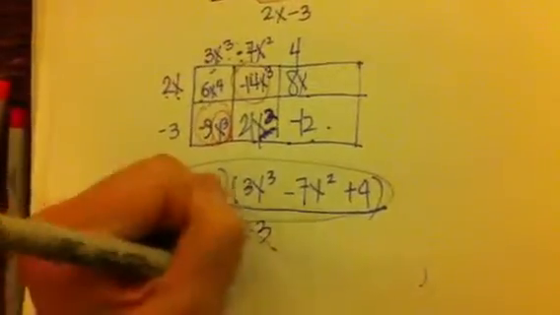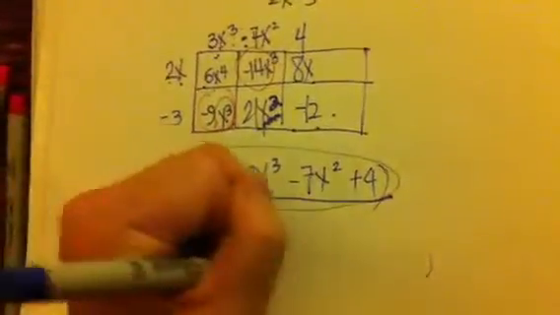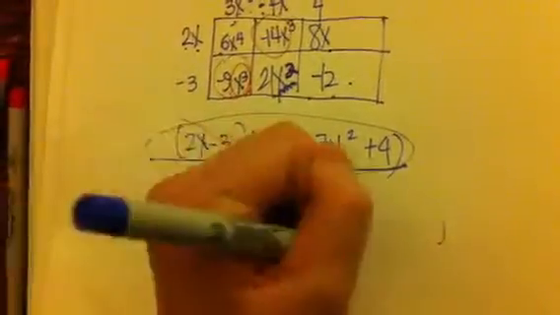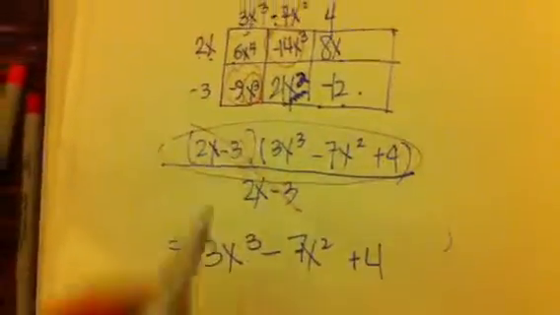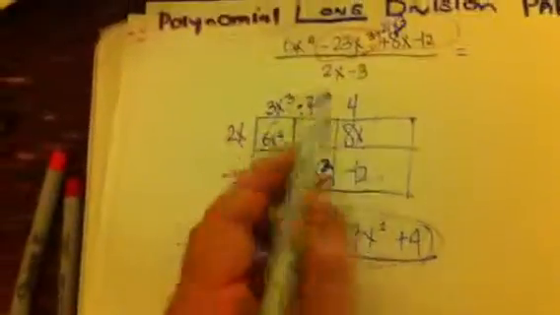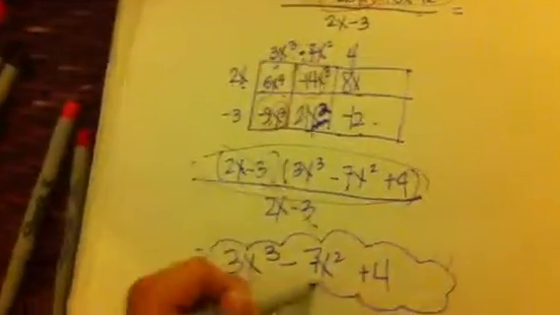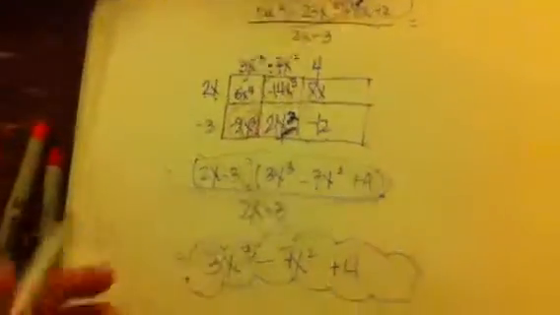becomes 3x to the 3rd minus 7x squared, if that even looks like a 7, plus 4, which is actually the same as the top of the box. So that's another way to remember. The top of the box is the same as the answer. Alright, and there we go.